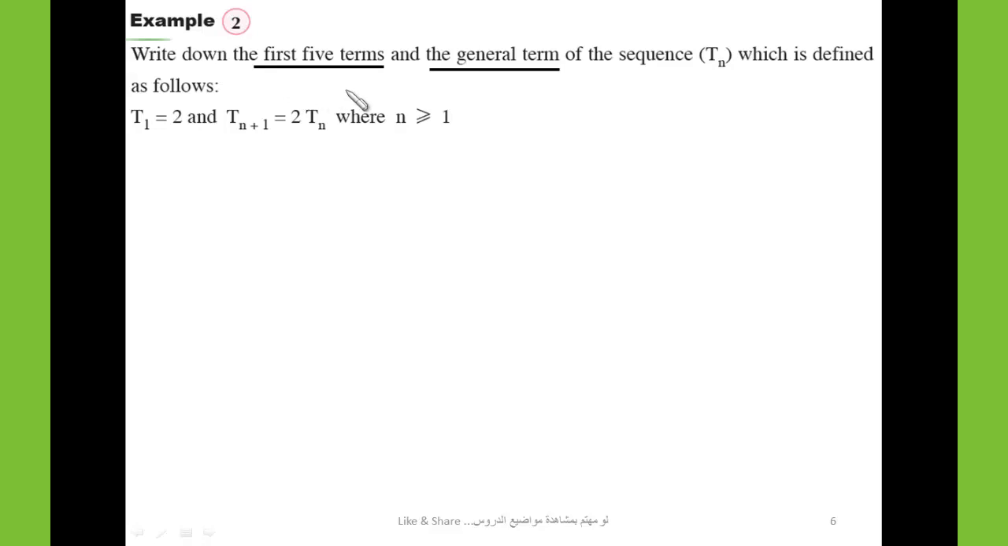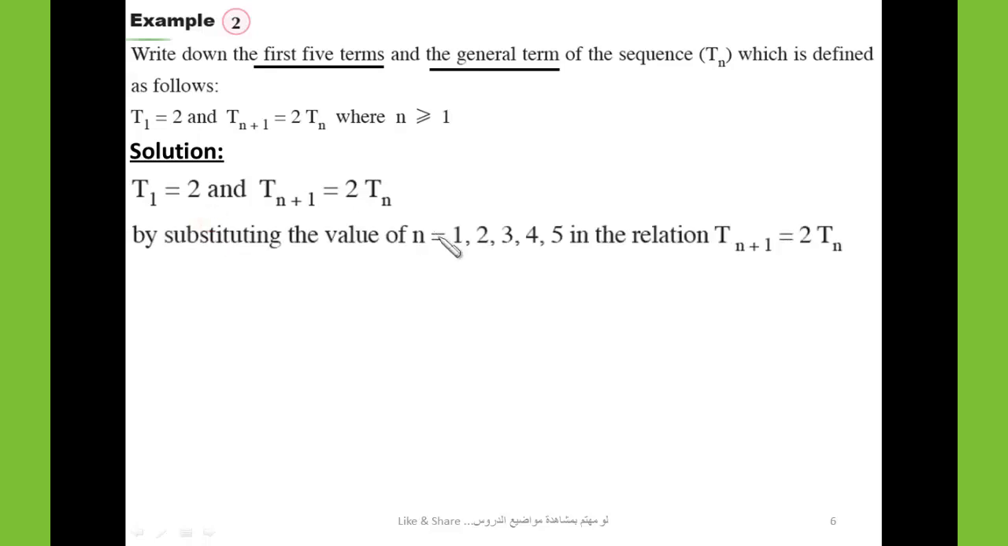Example 2: write down the first 5 terms and the general term of the sequence Tn, which is defined as follows. The requirement here is to write the first 5 terms and then write the general term. We have T1 equals 2 and Tn plus 1 equals 2Tn, where n is greater than or equal to 1. This is given, and the requirement is to write the first 5 terms. So we substitute n equals 1, 2, 3, 4, 5, and so on in this relation as follows.